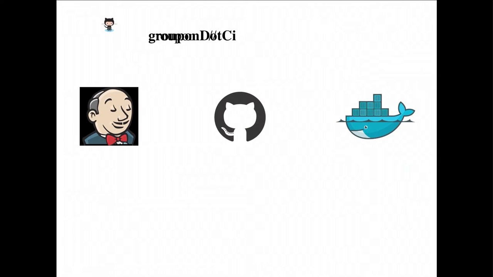So what .ci does, it acts as a glue between three major systems that we use for CI: Docker, GitHub, and Jenkins. I'm going to talk more about how it glues all of them together.